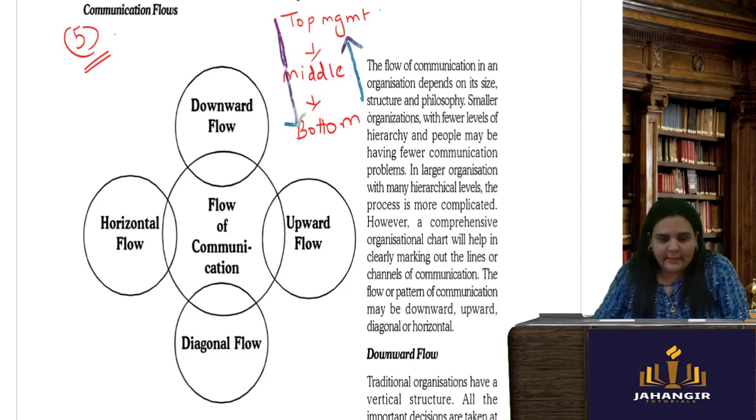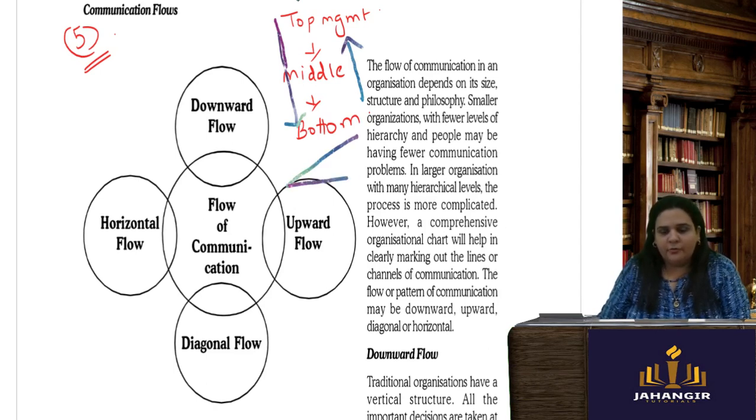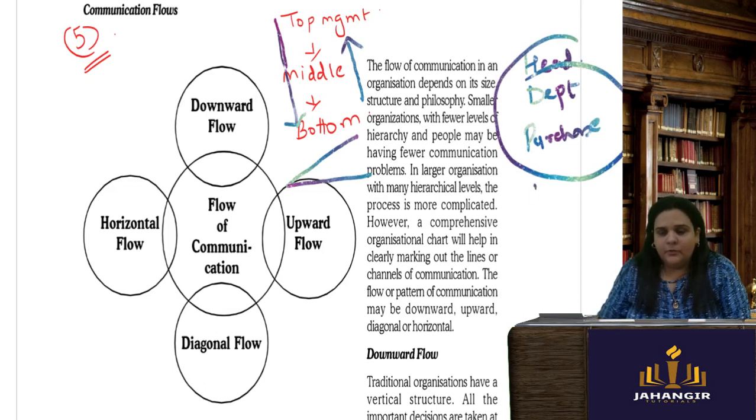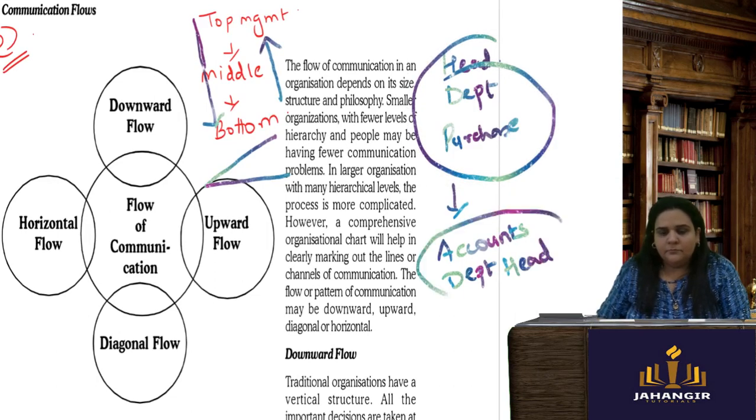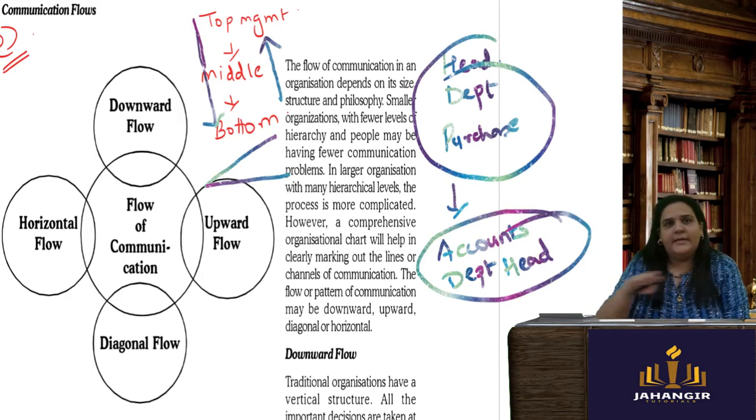You can also have a diagonal flow. I'll explain what a diagonal flow is, and you can also have a horizontal flow. Now what is a horizontal flow? Simple. Head of department of purchase, the purchase department head, is communicating to the accounts department head. Both are at the same level of the hierarchy, both are heads but of different departments. So that is diagonal flow or horizontal flow of communication.